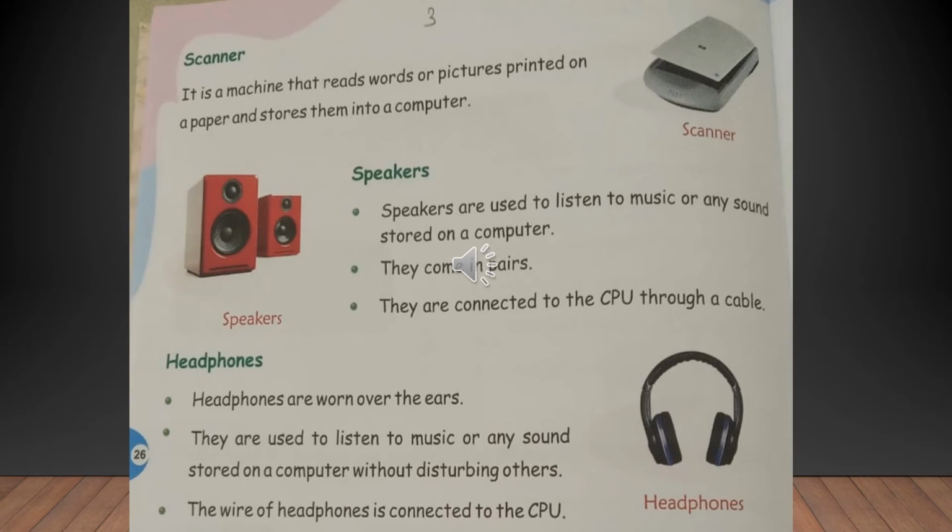Next topic and last topic is headphone. First, headphones are worn over the ear. We wear it in our ears, over the ears we can wear it. Second, they are used to listen to music or any sound stored on a computer without disturbing others. If we put earphones over our ears, we can only listen to that particular sound. No one will get disturbed. Next, the wire of headphones is connected to the CPU. If we want to listen through headphones, we can connect it to the CPU.